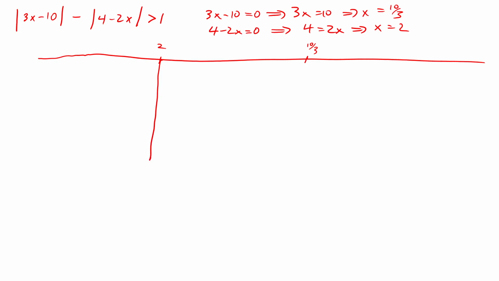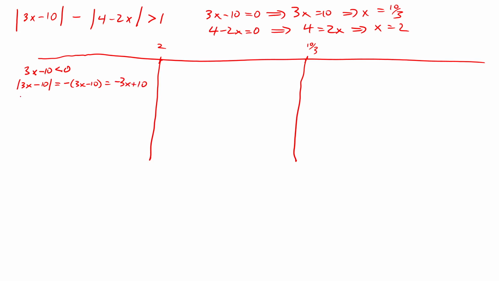I'm going to build a couple of walls here to help us really see what the restrictions are. Now, to the left of 2, 3x minus 10 is less than 0. If you don't believe me, plug in any number less than 2, for instance 0 for x, and you'll see 3x minus 10 is less than 0. Well, if 3x minus 10 is less than 0, then when we're to the left of 2, the absolute value of 3x minus 10 is equal to the negative of 3x minus 10, which is negative 3x plus 10.